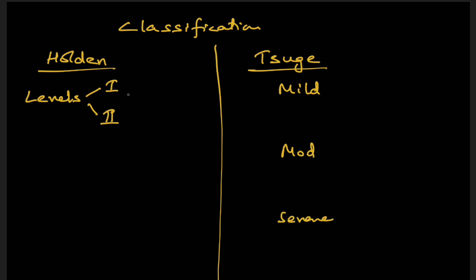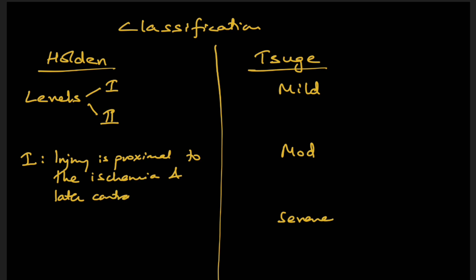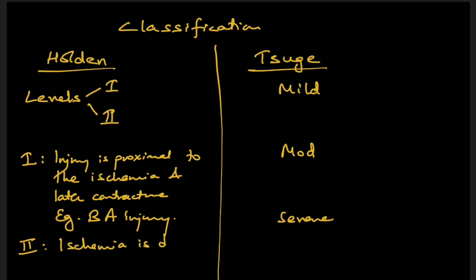So level 1 is when the injury is proximal to the ischemia and the later contracture site. For example, in a brachial artery injury situation, the injury to the artery will be there and the ischemia and contracture will occur distally. So the injury is proximal. Level 2 is when the ischemia is directly under the injury. For example, because of pressure.